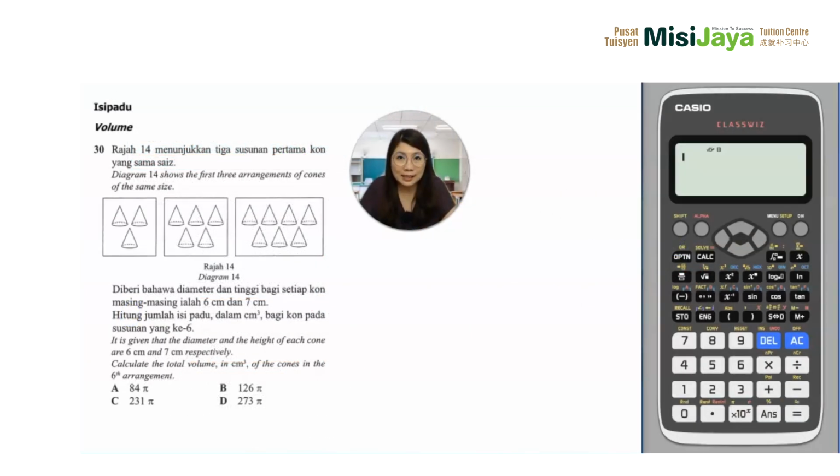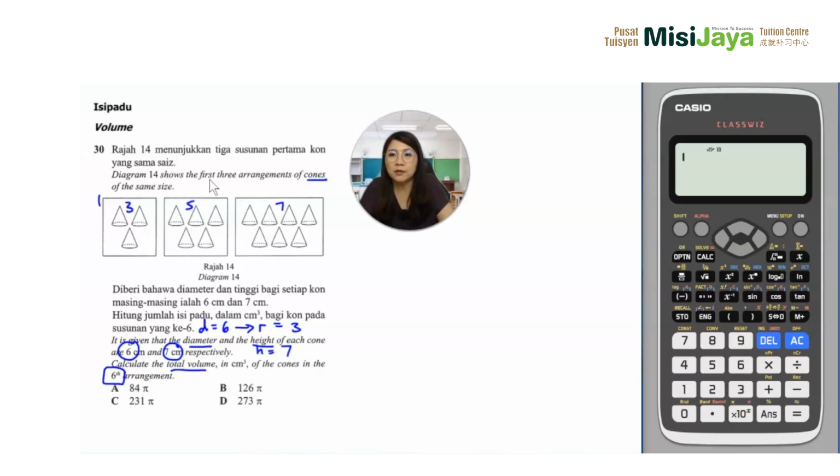Let's look at question number 30. Question 30 is on volume. Diagram 14 shows the first 3 arrangements of cones of the same size. In the first picture, we can see there are 3 cones. Second picture, 5 cones. Third picture, 7 cones. It is given that the diameter is 6 cm and the height is 7 cm. If the diameter is 6 cm, the radius is half of it, which is 6 divided by 2, 3 cm. The height is given as 7 cm. So calculate the total volume in cm cube of the cones in the 6th arrangement.